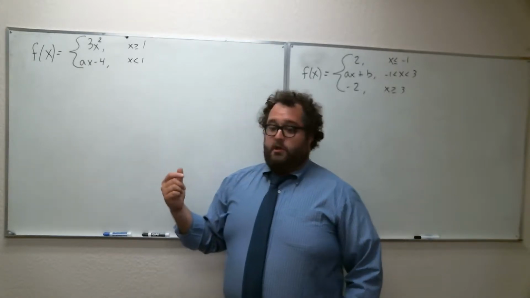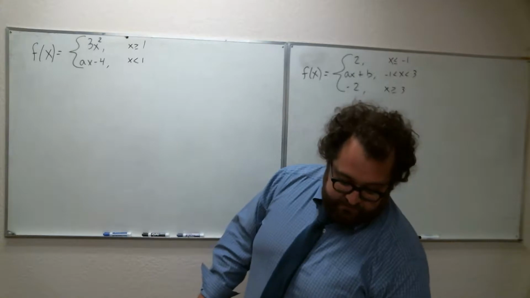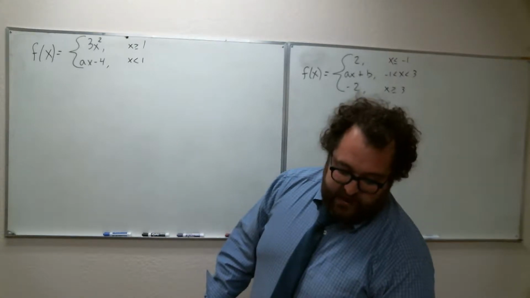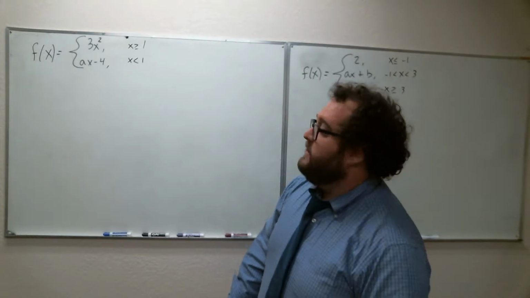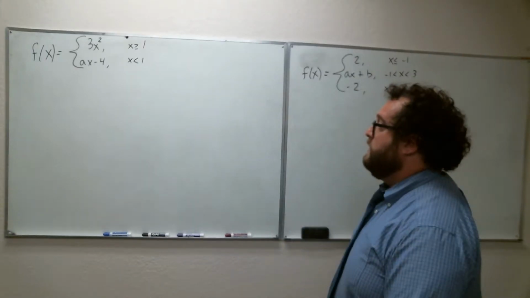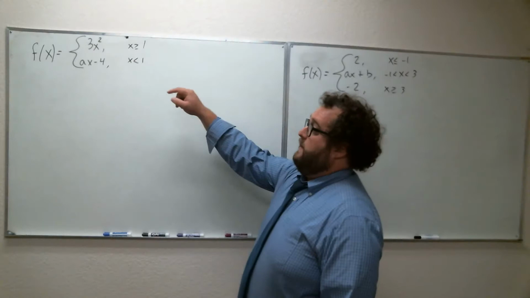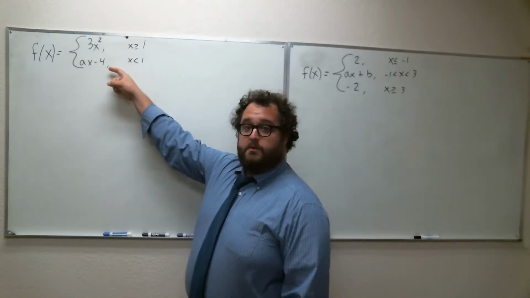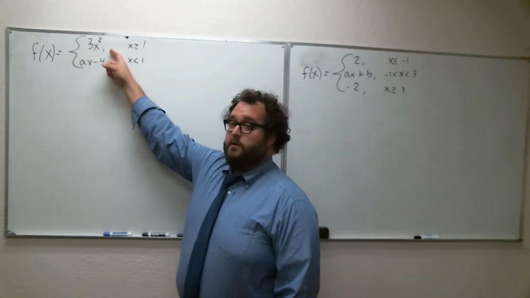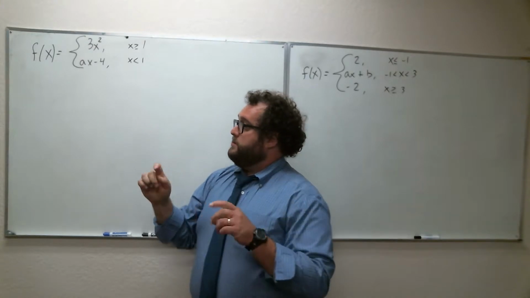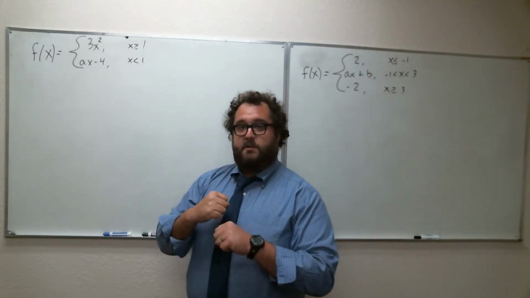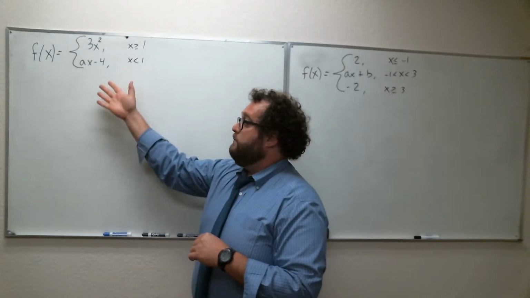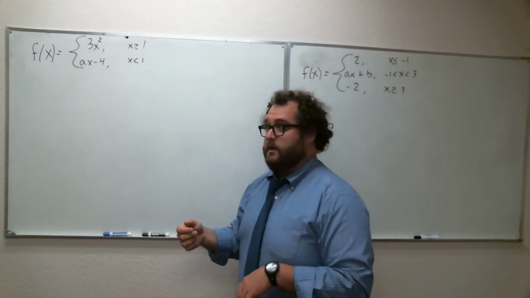And so the question here specifically is find the constant a such that the function is continuous over the real number line. So we know linear functions are continuous. We know quadratic functions are continuous. But the only question is where these two things meet, we need to make sure they meet at a single point so that the entire piecewise function is continuous.